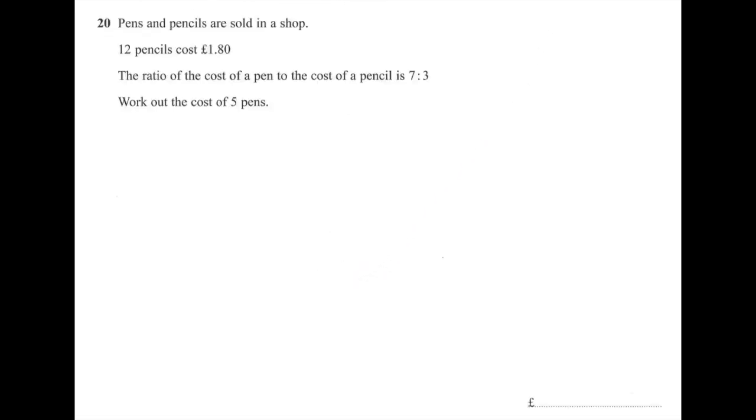Question 20. Pens and pencils are sold in a shop. 12 pencils cost £1.80. The ratio of the cost of a pen to the cost of a pencil is 7 to 3. Work out the cost of 5 pens. First of all, since I know that 12 pencils cost £1.80, I want to find out what one pencil costs. So I'm going to divide both sides by 12. So 12 pencils are equal to £1.80. To find out the cost of one pencil, I'm going to divide both sides by 12.